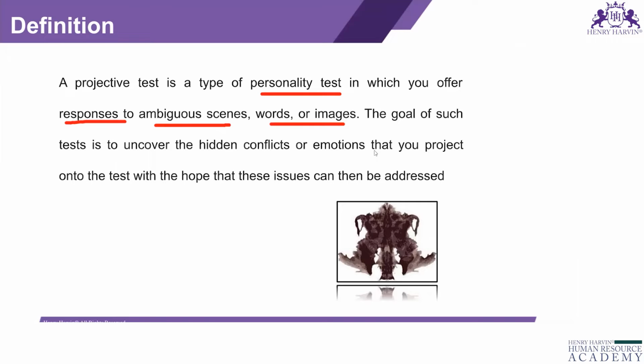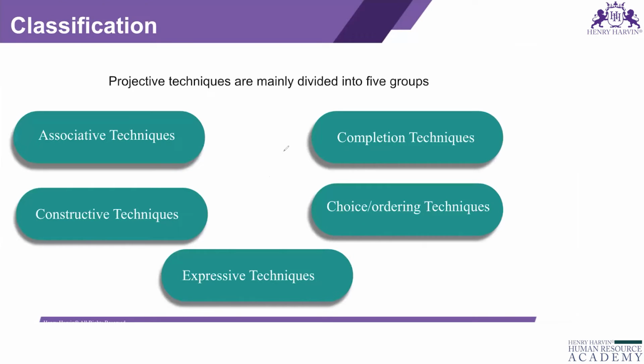Right. So there can be different kinds of projective tests, or we can divide them into 5. One is the associative technique, where you are associating that picture, the one which we just saw, to something. We'll go into the explanation. Completion technique, right? So you have to complete. It can be a story. A statement will be given to you, and then you have to narrate a complete story around that.